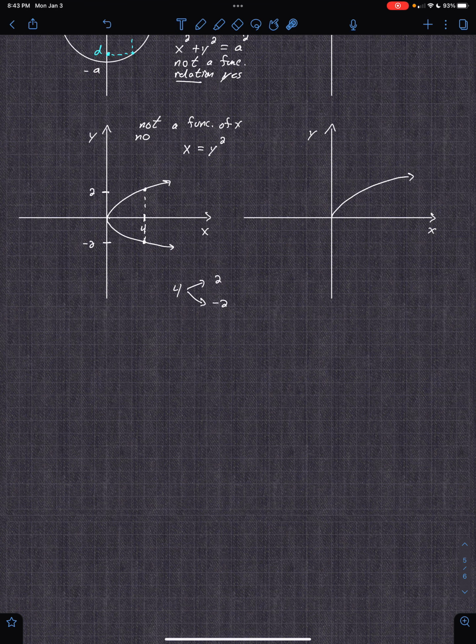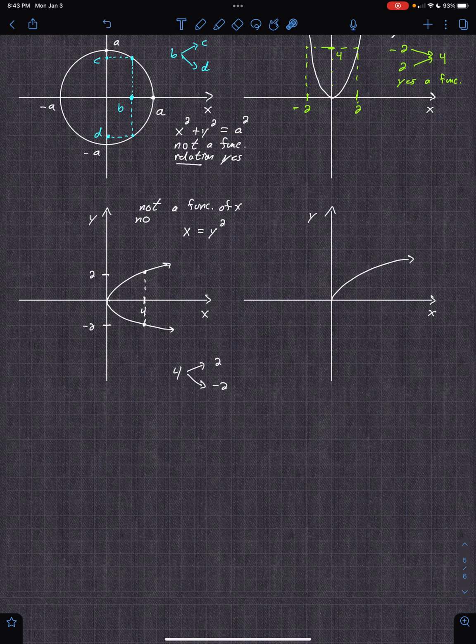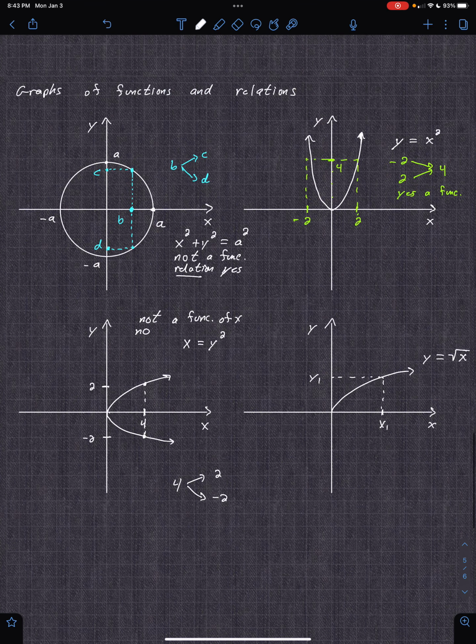Now, when you solve this, you end up getting y is equal to plus or minus the square root of x. And so here's your top portion, here's your bottom portion. So this function, if you just take one of them, y equal to root x, then you do get a function. You take any value in here, x1, and it corresponds to just one value, y1. So that's okay. That's what we want.